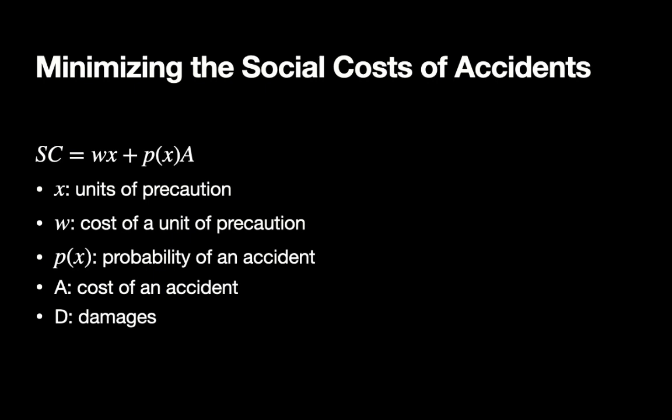X is the units of precaution. P of X is the probability of an accident. This probability declines with precaution. And A is the monetary cost from the harm from an accident. Another variable we will often consider in our model is damages, which is denoted with the letter D. We usually set damages to be equal to the cost of the harm from an accident, which is A.